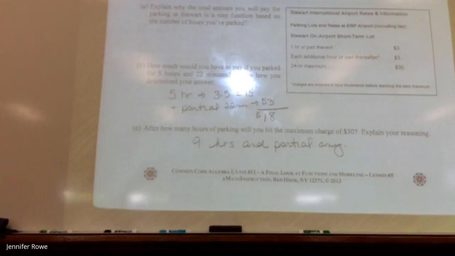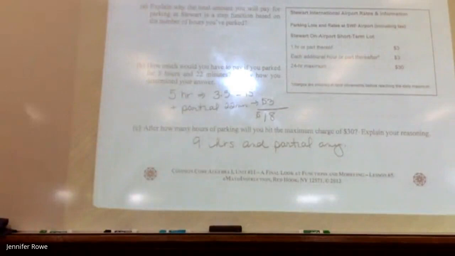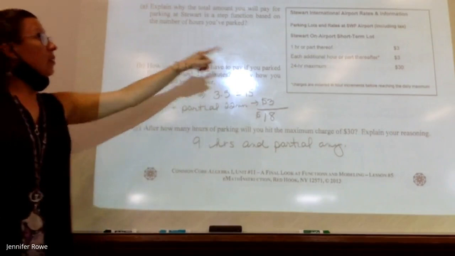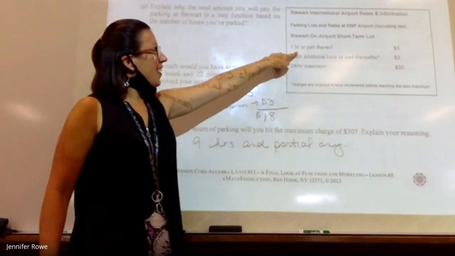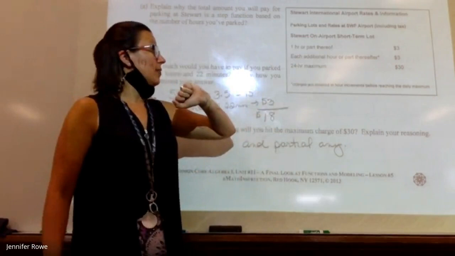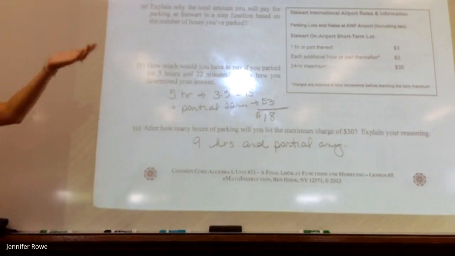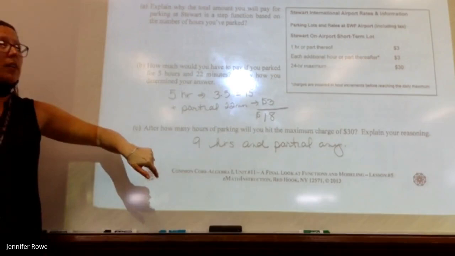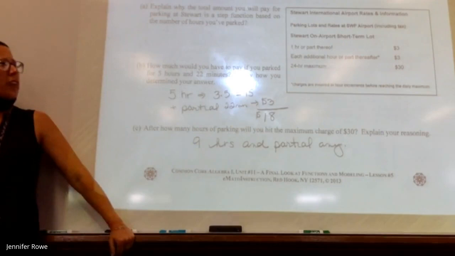All right. How much would you have to pay if you parked for 5 hours and 22 minutes? Okay, so 5 hours. So 1 hour or part thereof. How much is 1 hour? $3. So $15. Yes. And then whatever the 22 times 3 would be. No. It's $3 for the 22 minutes. So it's $3 for a part of an hour or a full hour. But 22 is a part of an hour. That's part of an hour.